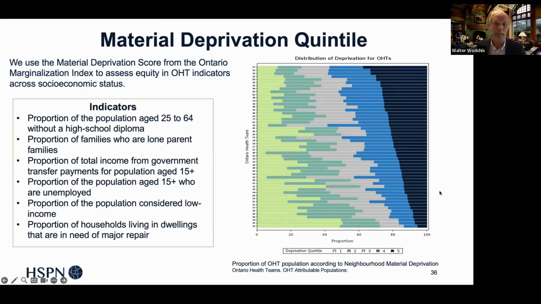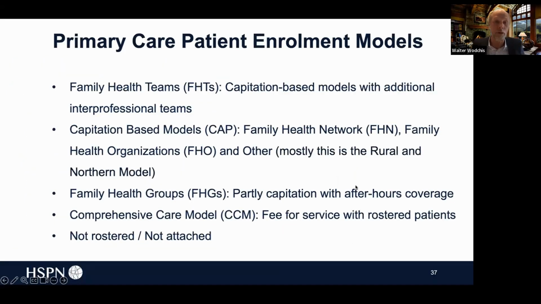And we relate this to the indicators. So in which indicator does this make a difference? It doesn't make a difference in every indicator, but it very much is relevant to some. The other is around primary care enrollment models. Hopefully most of you are familiar with Ontario's primary care enrollment models. Could be family health team-based, or there are several blended capitation models, capitation through family health networks or organizations. And we also put into this group the other grouping, so mostly rural and northern models, because they're capitation but not always team-based care. And then we have other models right through to people not being rostered to a primary care physician.